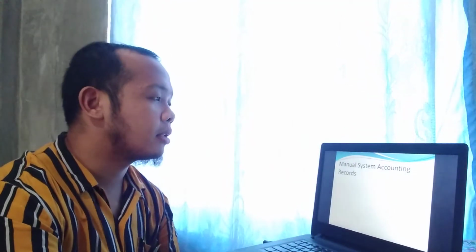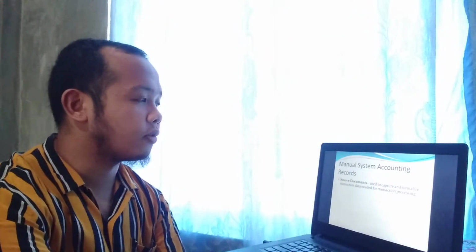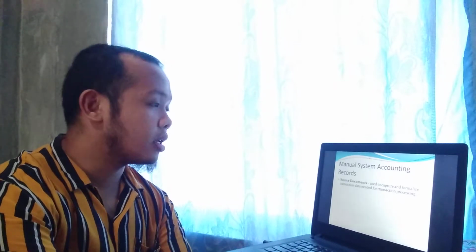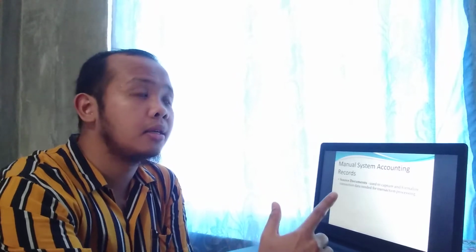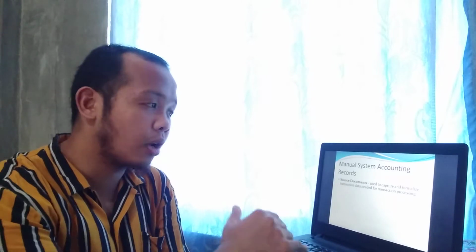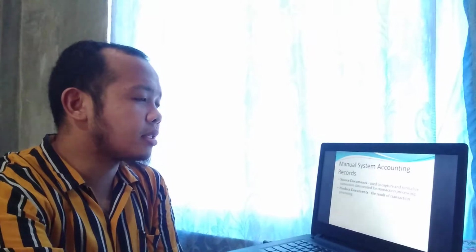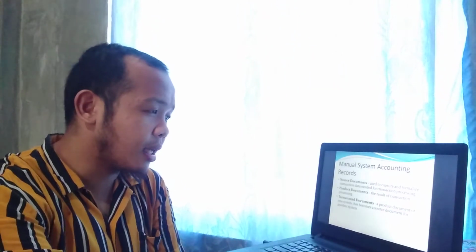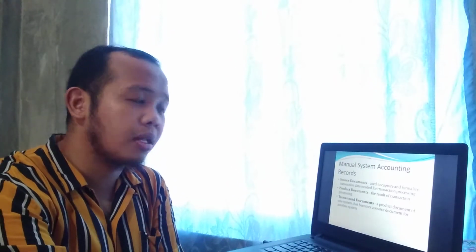Manual system accounting records. Source documents are used to capture and formalize transaction data needed for transaction processing. Examples of source documents, class, are invoice, OR, receiving report, delivery receipt, and many more. Product documents are the result of transaction processing. Turnaround documents are a product document of one system that becomes a source document of another system.